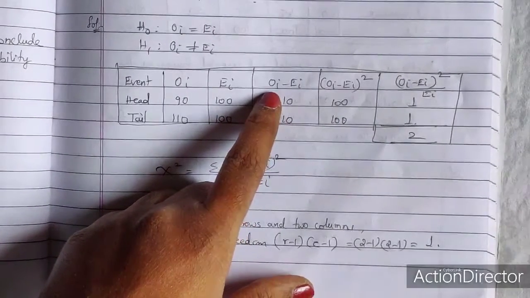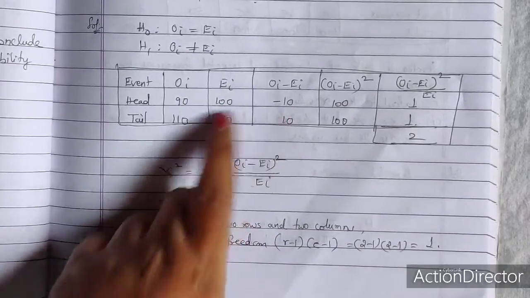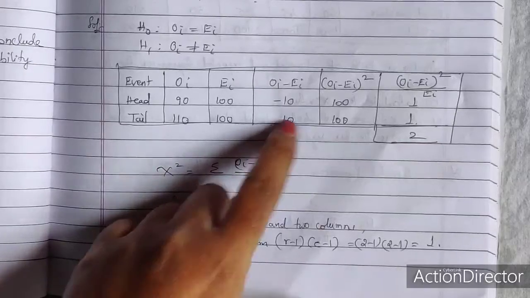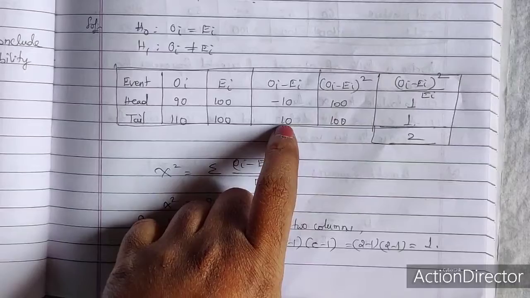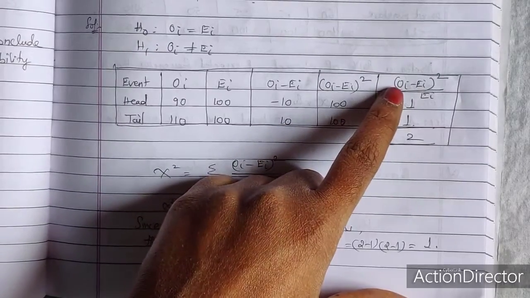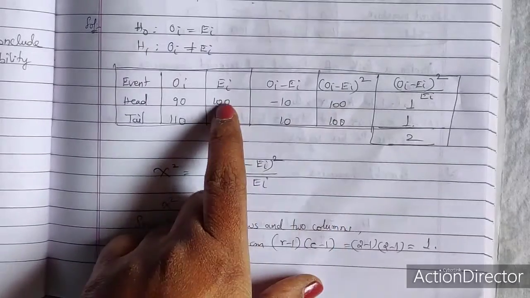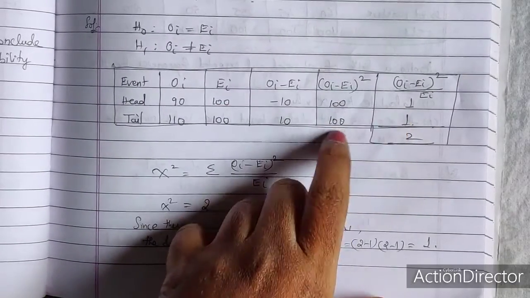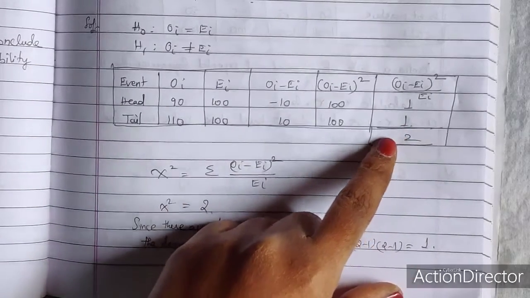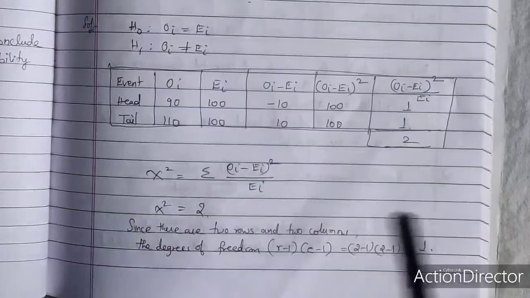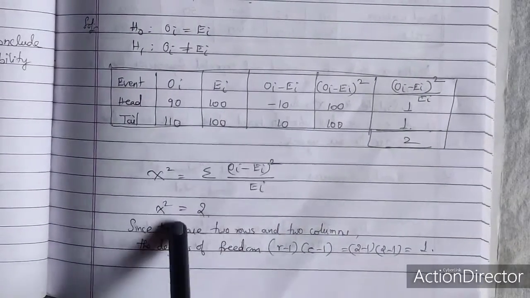Next we find Oi minus Ei: 90 minus 100 is minus 10, and 110 minus 100 is 10. Then (Oi minus Ei) whole square: minus 10 whole square is 100, and 10 whole square is 100. Then (Oi minus Ei) whole square by Ei: 100 divided by 100 gives 1, and 100 divided by 100 gives 1. Then we find the total. So chi-square is equal to the summation of (Oi minus Ei) whole square by Ei, which gives 2.